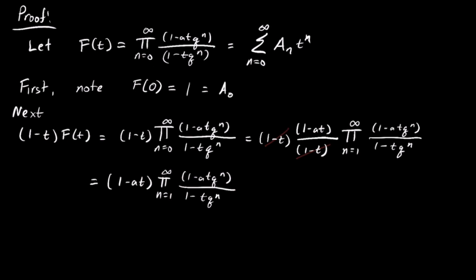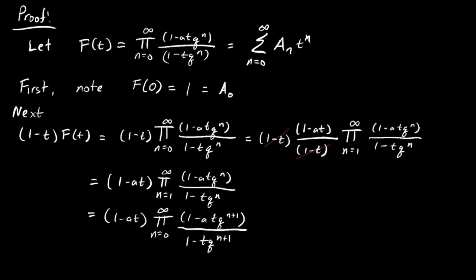So I'm going to replace all my n's with n plus 1. So when I reindex this, I'm going to end up with 1 minus a t, so that stays the same. But now I want to start my product at n equal to 0. So this is going to be 1 minus a t q to the n plus 1. Right? I have to still make sure that the first power of q is q to the 1. So n becomes n plus 1 when n is equal to 0. And 1 minus t q to the n plus 1.